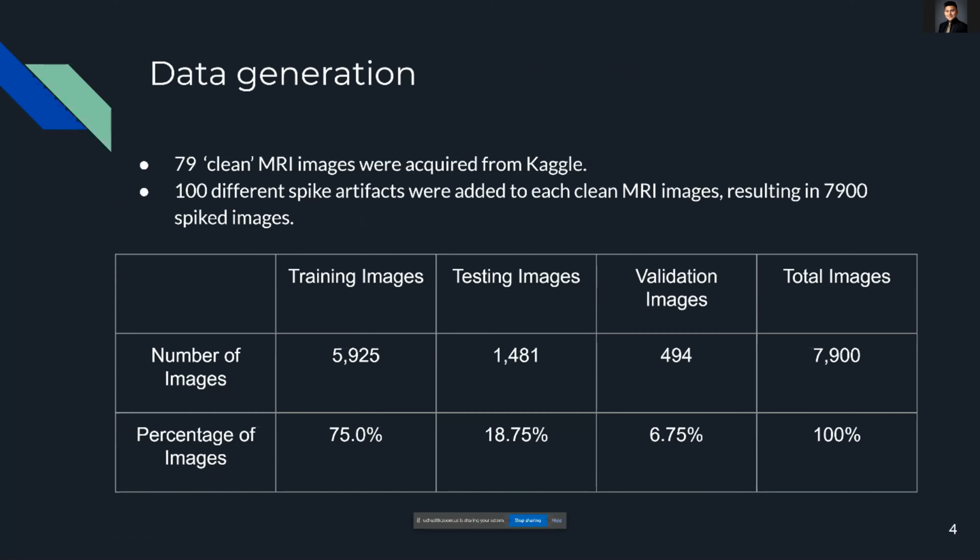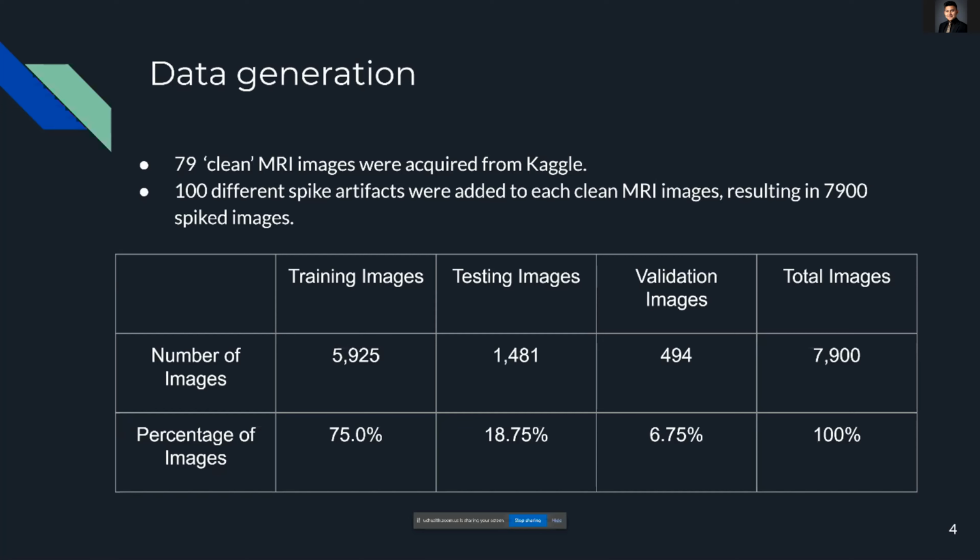So we utilize 79 clean MRI images from Kaggle, and to these 79 images, we added 100 different spike artifacts, generating 7,900 spike images in total. And in the table here, we can see the different categories of images and the different distributions.